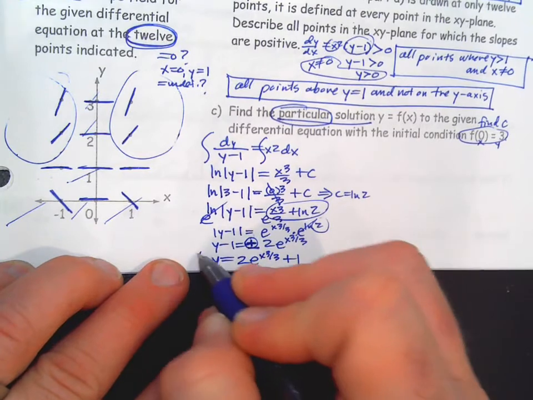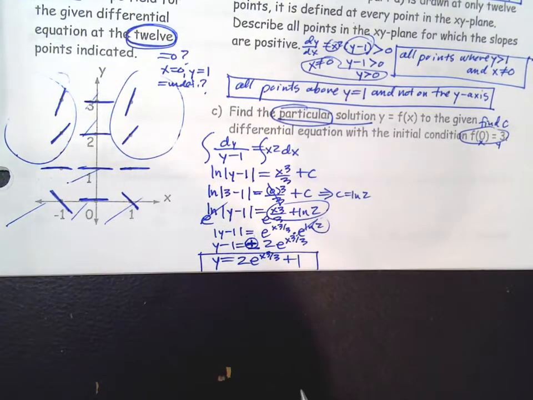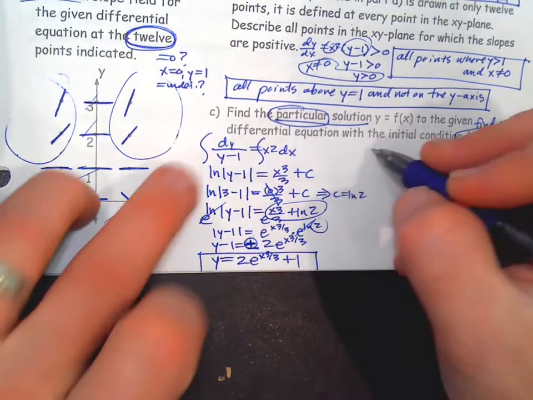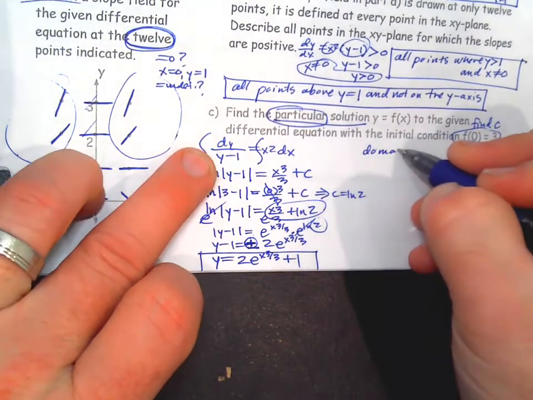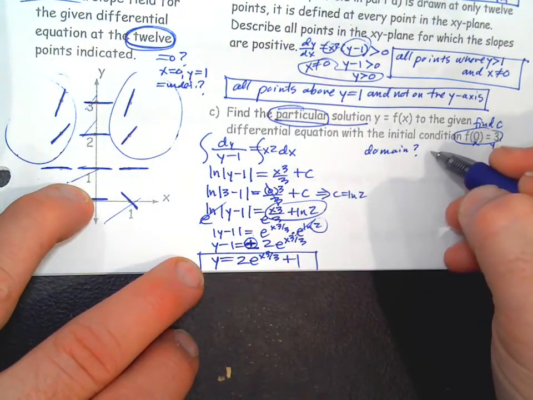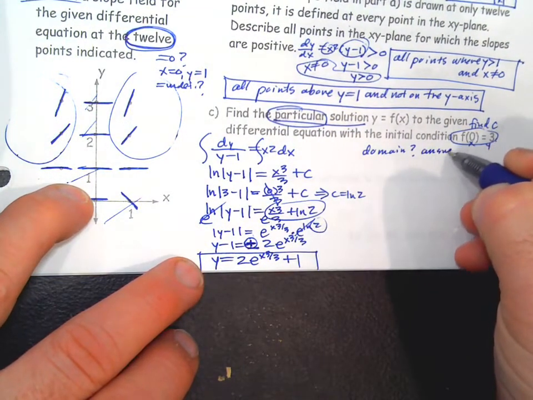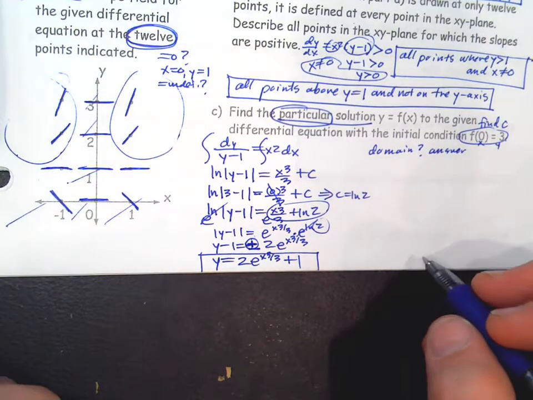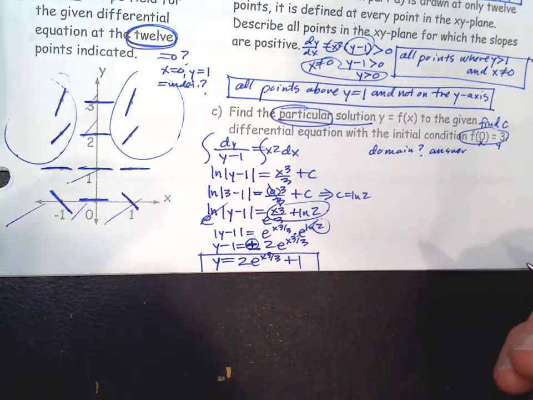So that's your solution. That's the particular solution, a specific solution. But you also need to state the domain. Now, the domain depends on your answer: are there any issues with domain, any division by 0, natural logs of negatives or 0, even roots of negatives?